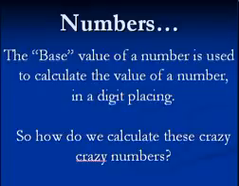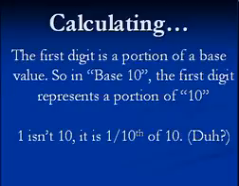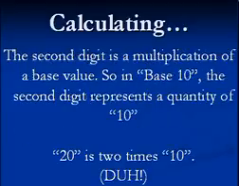The base value of a number is used to calculate the value of a number in a digit placing. Bit confusing. So how do we calculate these crazy numbers? Well, the first digit is a portion of the base value. So in base 10, the first digit represents a portion of 10. So what I'm saying is 1 isn't 10. 1 is a tenth of 10, obviously. The second digit is a multiplication of a base value. So in base 10, the second digit represents a quantity of 10. So 20 is 2 times 10. Obvious again.